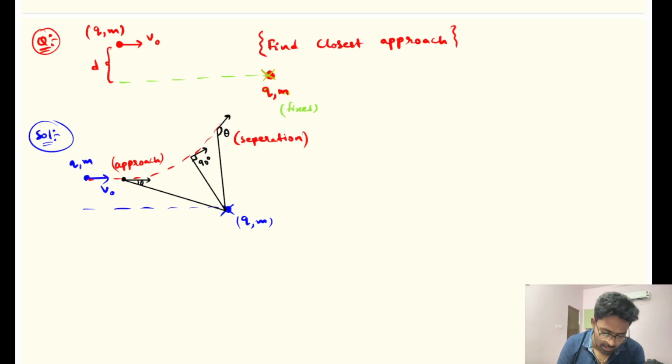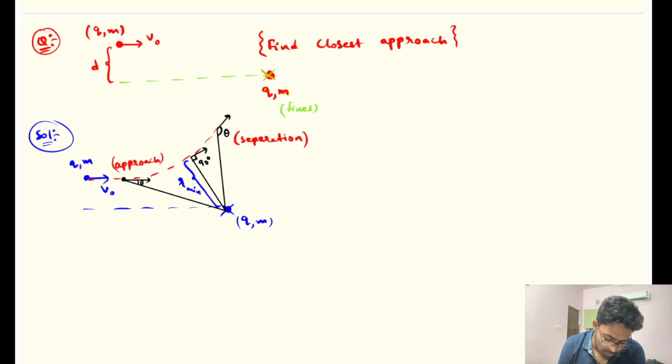So obviously the minimum distance you are going to get in the transition time from approach to separation. That means during the time when it is changing from the state of approach to separation, in between you are going to get a point where the separation between them will be minimum. So that is called the distance of closest approach.